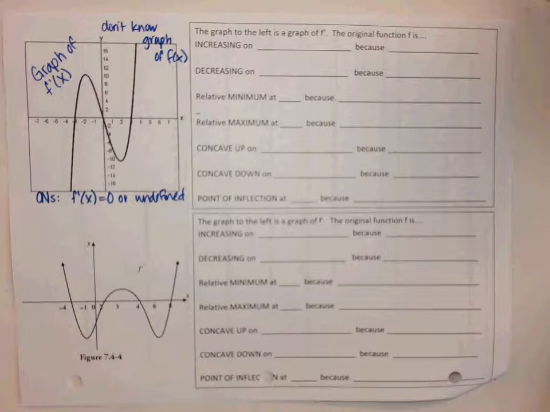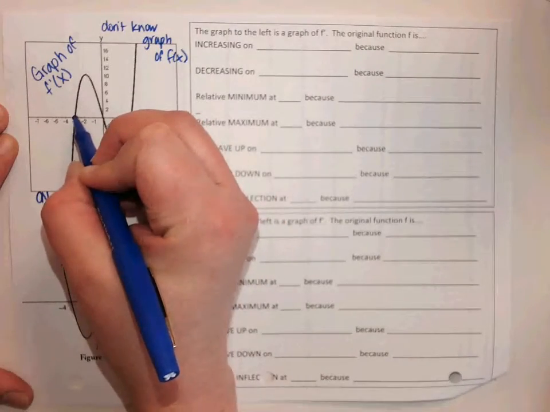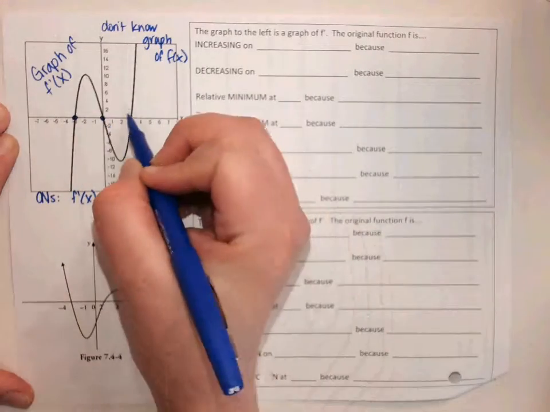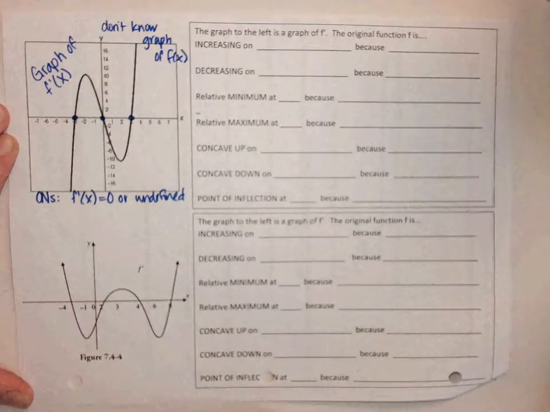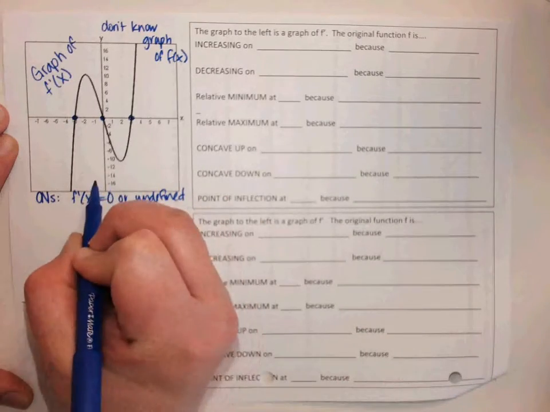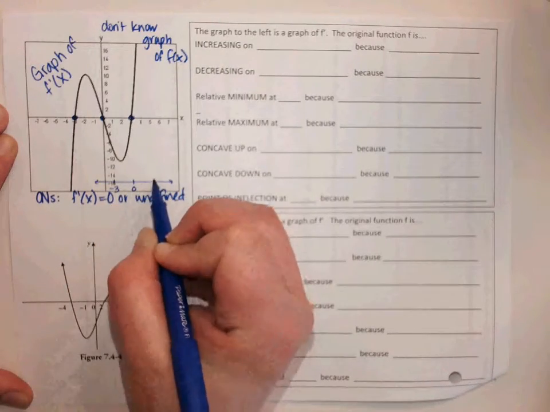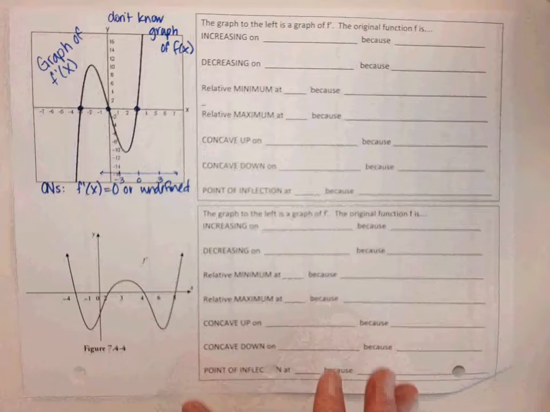Okay, now look at your graph. Does it ever equal 0, my graph of f prime? How many times? 3. Look at your x-intercepts. F prime equals 0 at -3, at 0, and at 3. So if I were to make like a little baby first derivative test here, -3, 0, and 3 are all going to go on it.